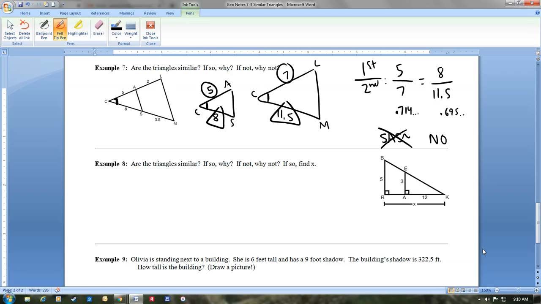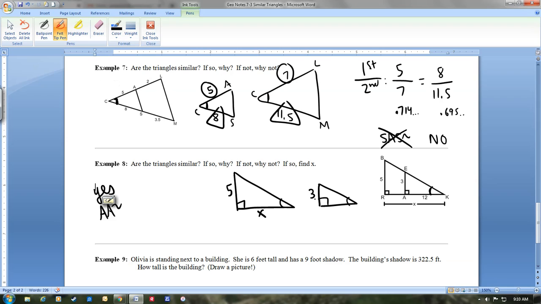Number 8, are the triangles similar? Yes, they are definitely similar. Really quickly, can you see? We're going to redraw the two triangles. The two triangles have angle similarity. So that's easy. You don't have to do any ratios there. However, to find x, we will have to do a ratio. So we have 5 and x and 3 and 12.